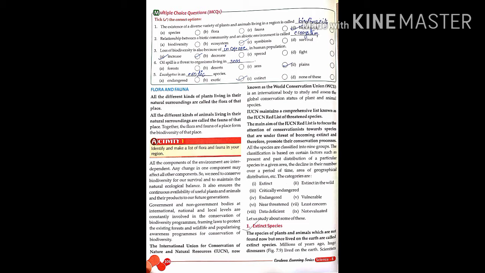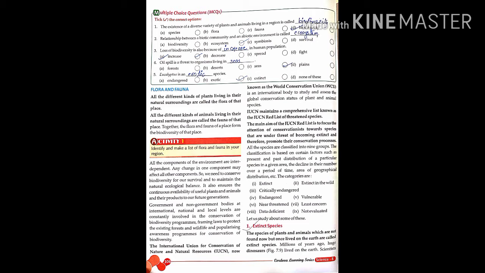All the plants, different kinds of plants in the natural surroundings of a place are called flora, and in a particular place all the living organisms that are surviving are called fauna. So flora means plants and fauna means animals.